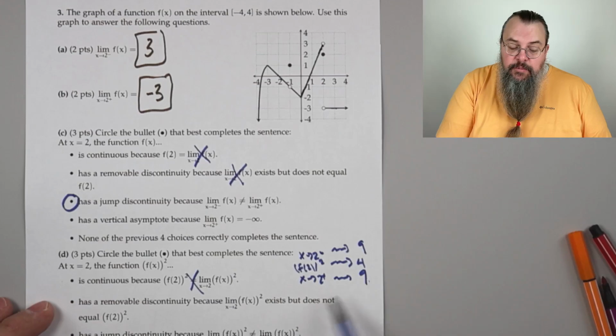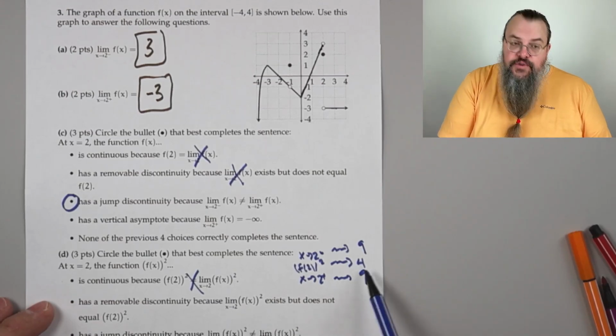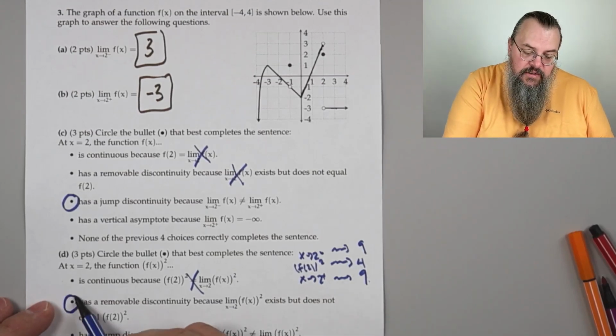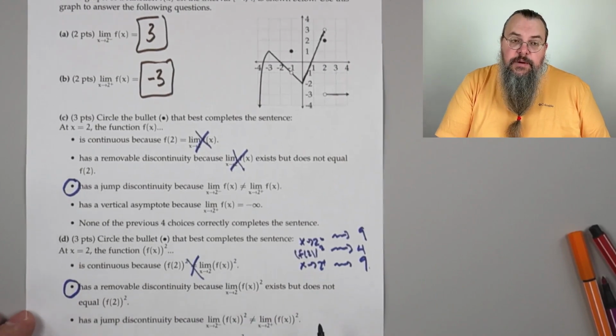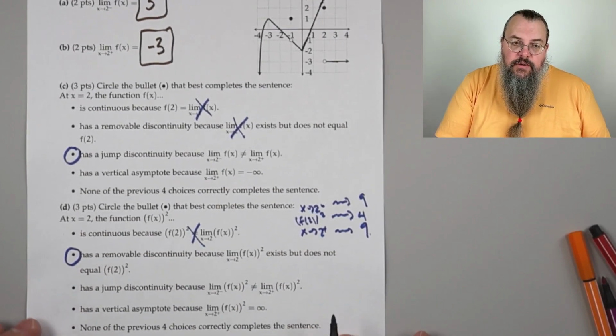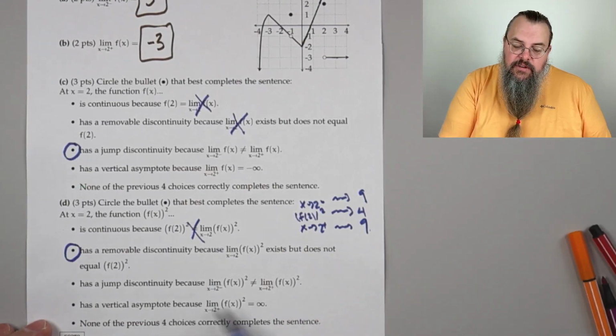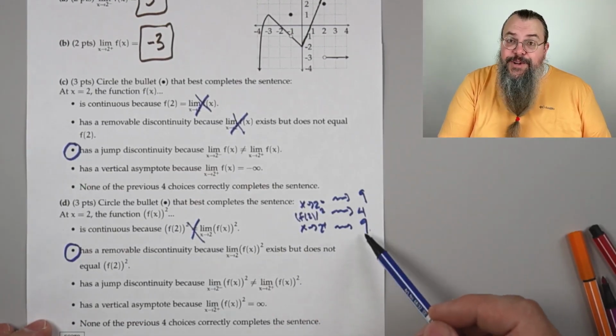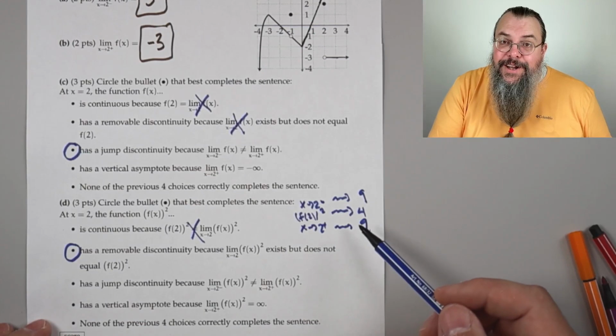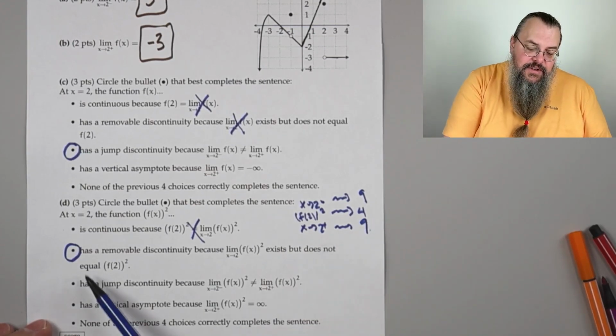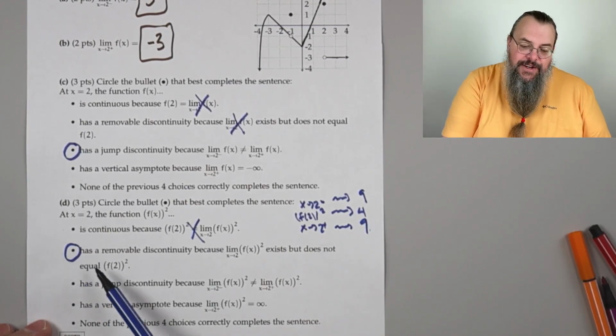It does, but does not equal f of 2 squared, which is true. Okay, so that's good to go. Has a jump discontinuity? Well, no, these match, so we're fine. Has a vertical asymptote? No, these aren't blowing up. They're 3 squared, 9. And then none of the previous, no, is that option. All right, so there we go.